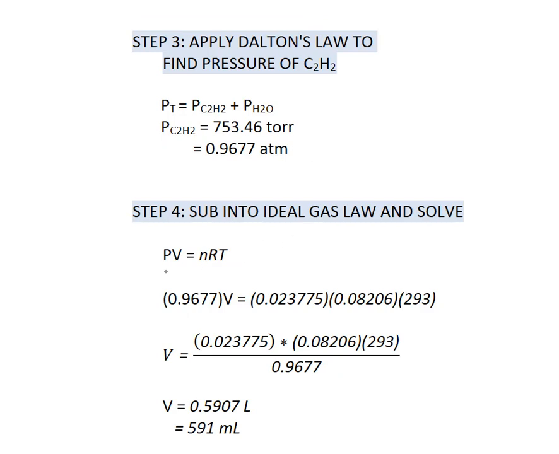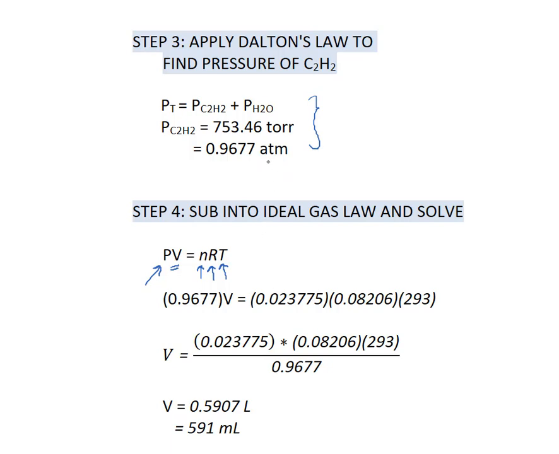Now to sub in and solve using PV equals nRT, I have the volume, that's what I'm looking for. I now have the moles, the R is a constant, and my temperature. So I just need the pressure of the gas, and then I'll be able to solve for the volume. So to solve for the pressure of the gas, I'm using Dalton's law. My partial pressure of my acetylene is 753.46 torr.